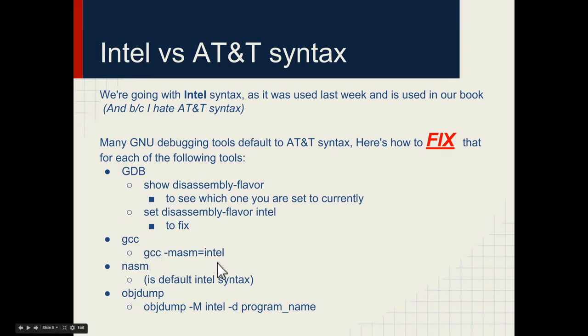For GCC, you tell it Intel. For NASM, the default is Intel. For objdump, the default is AT&T. So you use capital M, intel, which will tell it to disassemble in Intel syntax for x86 instructions.